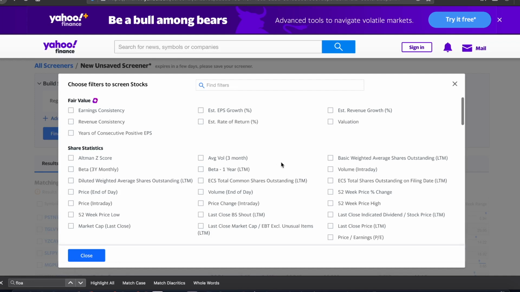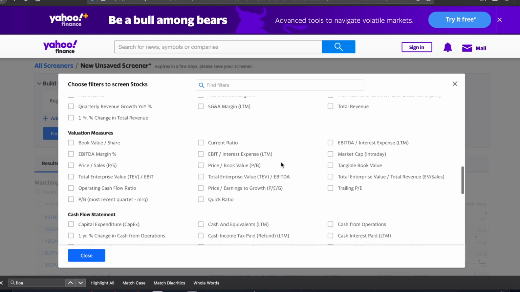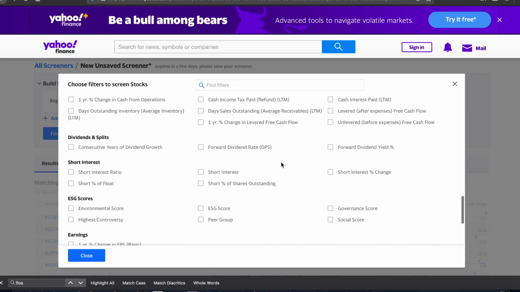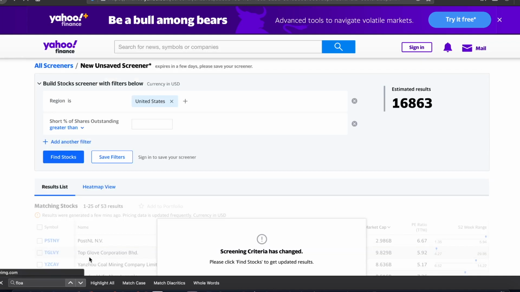So how you would see this is you go down to short interest and short percent of shares outstanding. According to the Motley Fool, which is an investment company, anything above 25, 30% is a possible scenario where a short squeeze may occur.